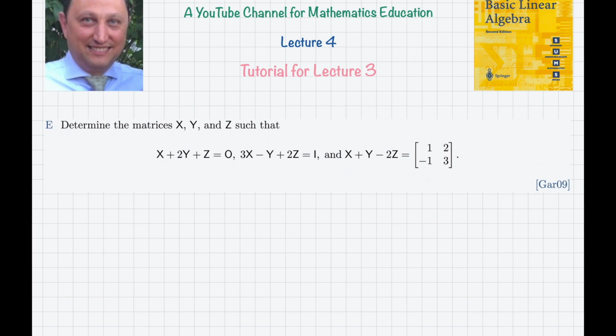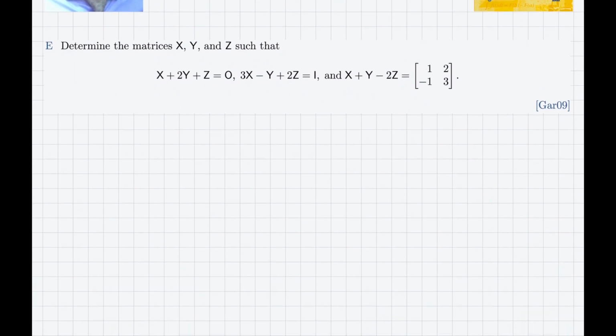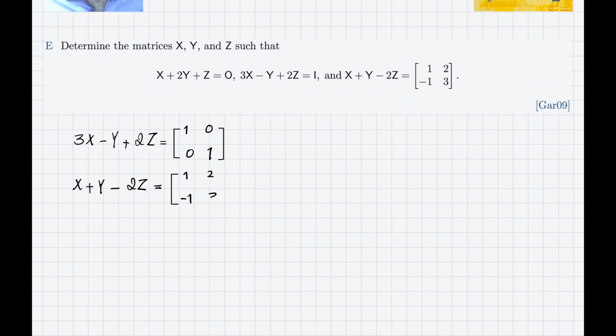When I find x, I put it back in 2 of these equations, then I will get a system of 2 equations in 2 unknowns, and I can solve that system and find the other variables. Okay, so let us just do it here. Of course it doesn't matter which 2 of them you take, but here it's much easier to take these 2. So I will write the first equation, 3x minus y plus 2z is equal to the identity matrix, and this identity matrix is the 2 by 2 identity matrix. Yes, and then we also have the other equation, which is x plus y minus 2z is equal to this given matrix, 1, 2, minus 1, and 3.